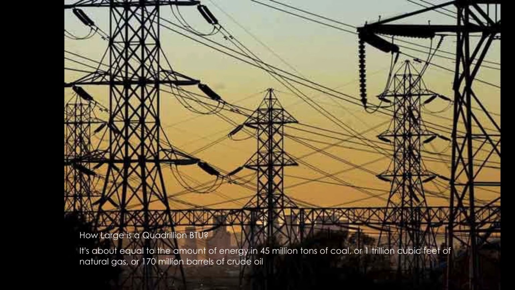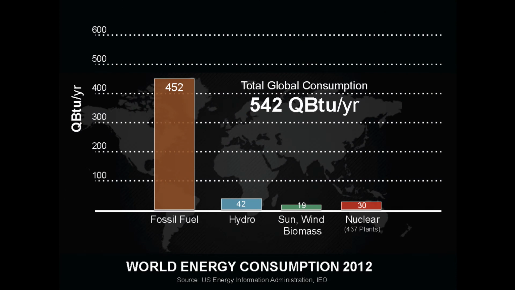Still kind of hard to get your arms around those quantities. So how about barrels of crude oil? A quad is equal to about 170 million barrels of crude oil. This is a lot of energy. When we look at global consumption of energy, this is an annual number, and this slide is about 5 years old now, but in 2012, the world energy consumption was 542 quads.